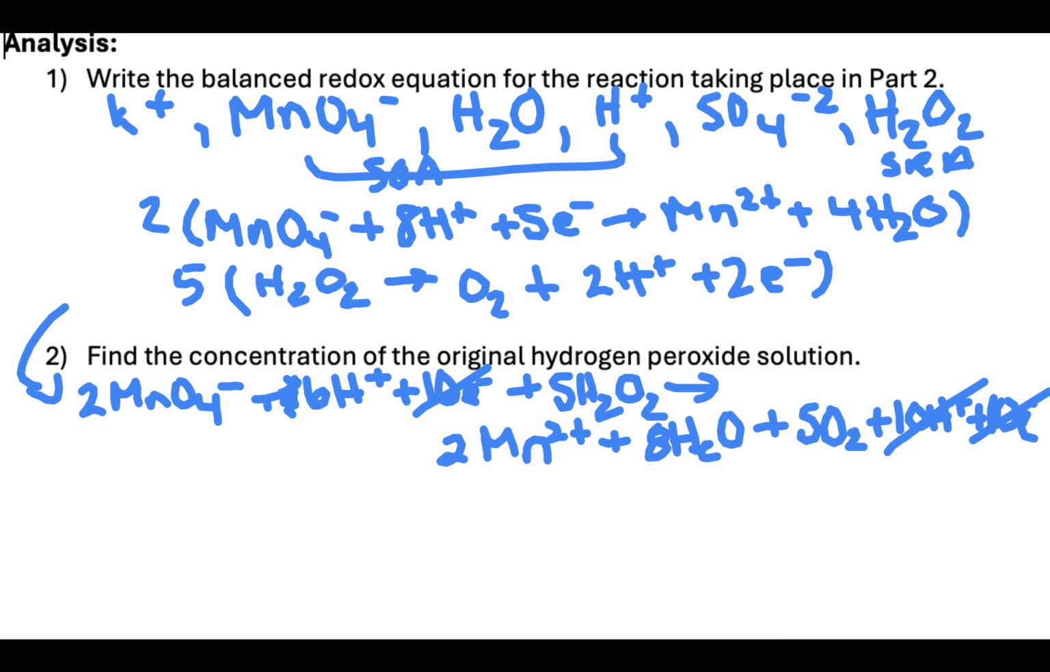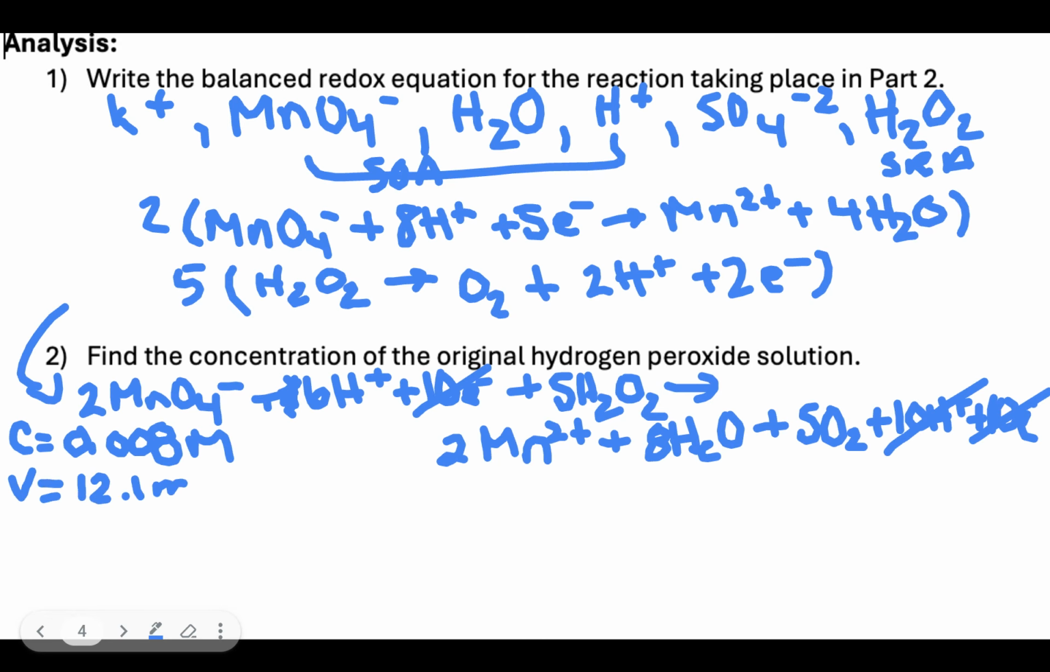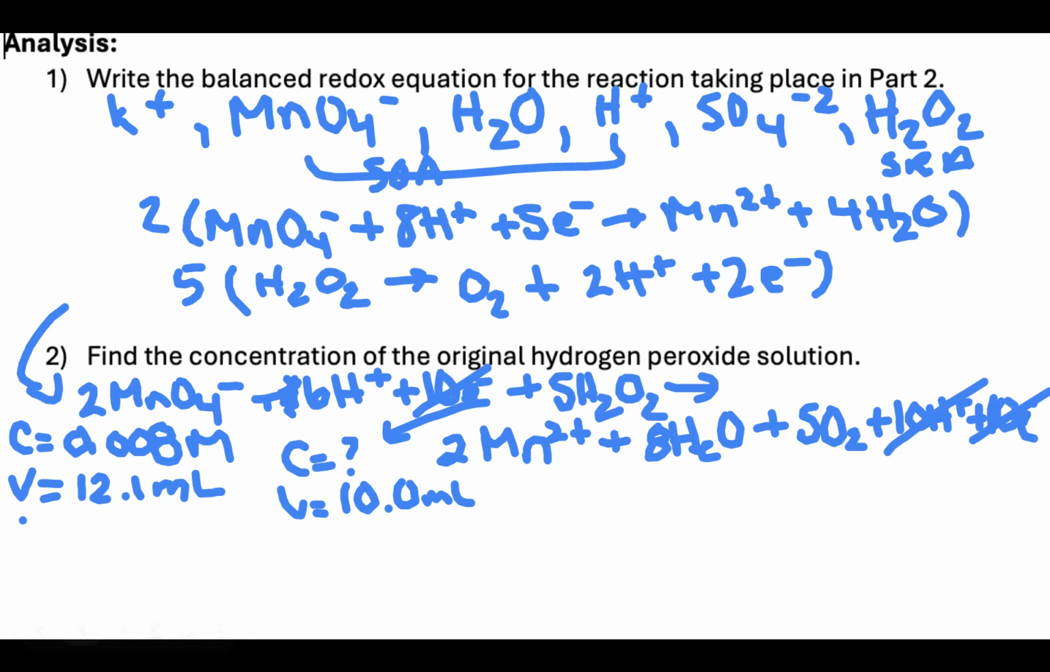So with the MnO4, we do know the concentration. It's 0.008 moles per liter, so that was given to us. The volume used, as shown on the other page, was 12.1 milliliters. And then for the H2O2, the concentration is what we want to find, and each time we titrate, we're using 10 mL. So now we have enough information to apply the stoich, right? The part about MnO4 can get us to moles. Mole ratio, we'll turn it into H2O2, and then we can divide by our volume. So I'm just going to write that out.